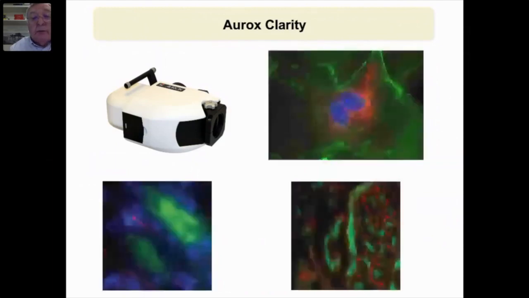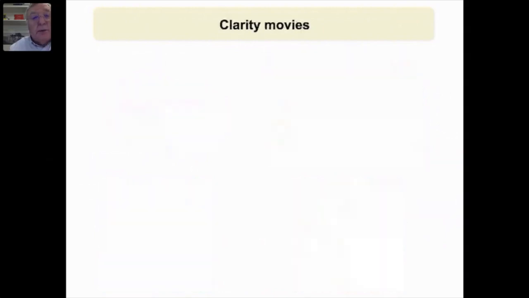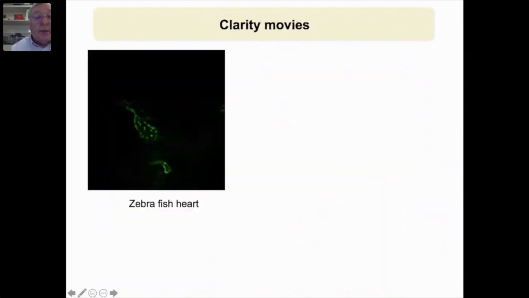This is the Clarity, which people will speak about more tomorrow. It's an add-on to a conventional microscope, and like all these other things, it turns images looking like this into images looking like that. It can also get things moving quite quickly. So here is a zebrafish with its heart beating.